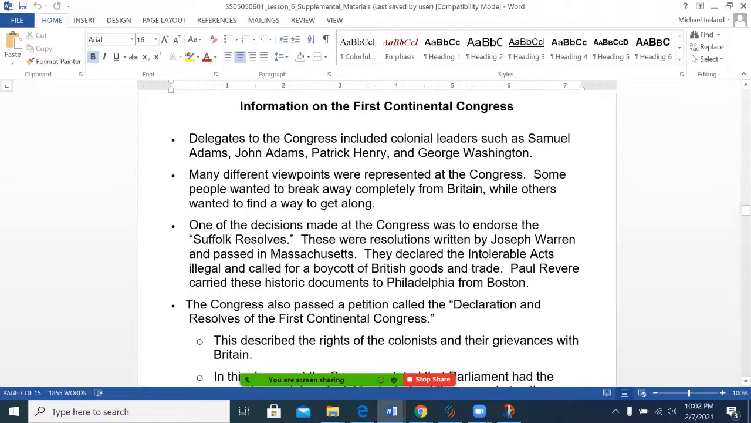Some information on the First Continental Congress. Delegates to the Congress included colonial leaders such as Samuel Adams, John Adams, Patrick Henry, and George Washington. Many different viewpoints were represented at the Congress. Some people wanted to break away completely from Britain, while others wanted to find a way to get along.